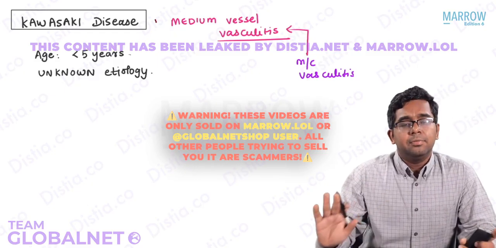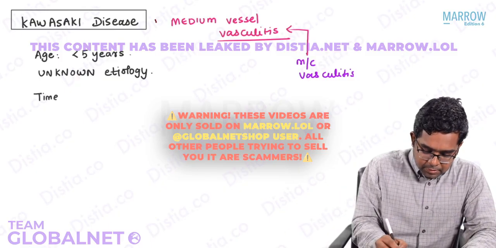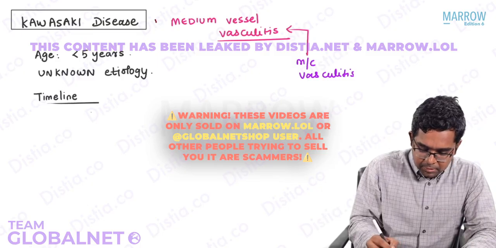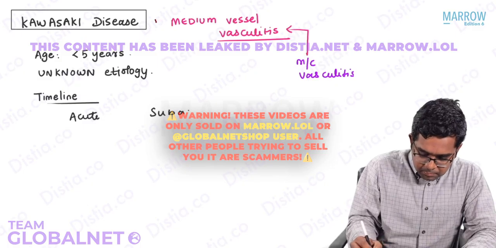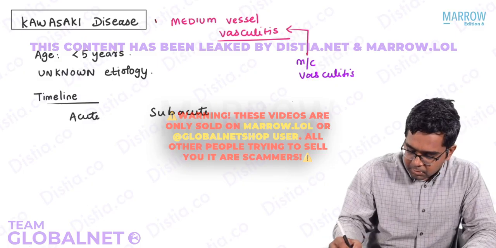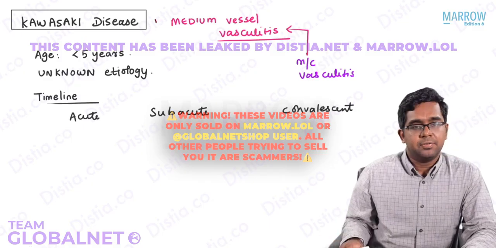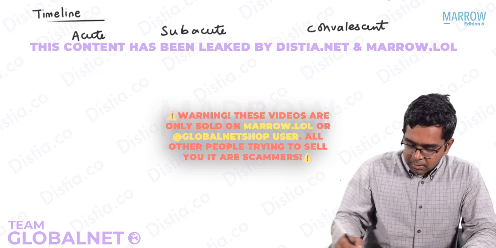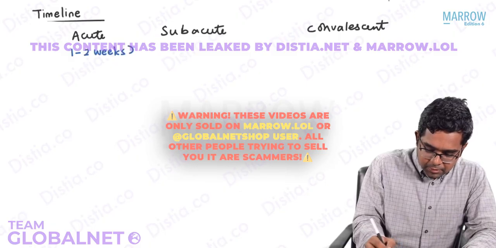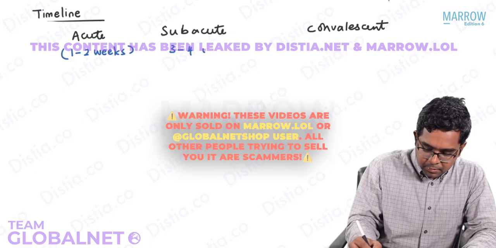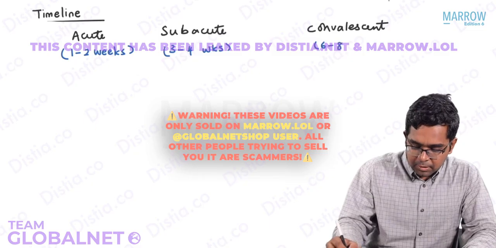Okay. Now, when we talk about the features of Kawasaki disease, they have divided the timeline of Kawasaki disease into 3 phases, namely the acute phase, subacute phase, and the convalescent phase, or what we call the recovery phase. Acute phase lasts for the first 1 to 2 weeks. Subacute phase for 3 to 4 weeks. And recovery phase is around 6 to 8 weeks.